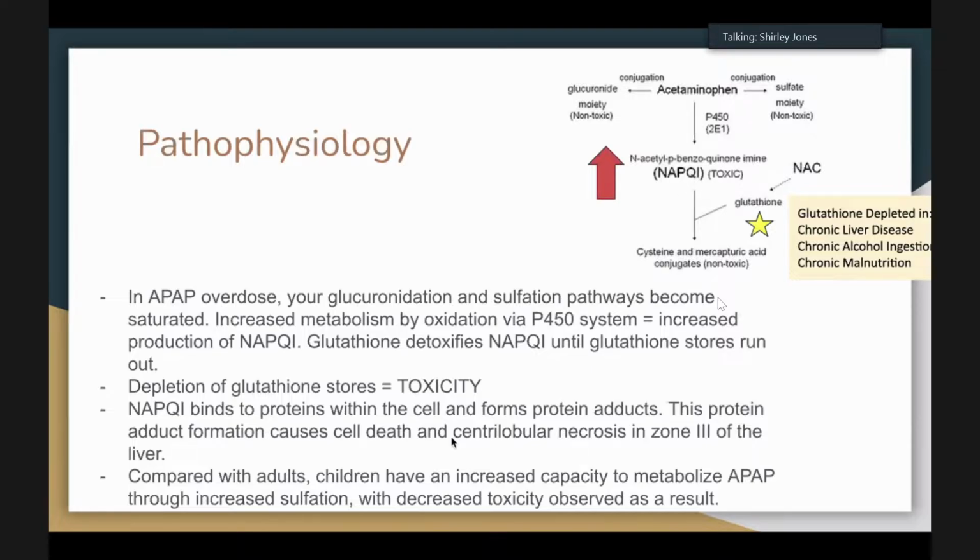NAPQI is toxic because it binds to proteins in our liver and causes centrilobular necrosis, and so you get cirrhosis and hepatic failure. Interestingly, children are able to metabolize Tylenol more through sulfation, this side of the pathway, so they can actually take a lot higher doses of Tylenol before they get toxic, because they go through more of this and less of this pathway. We really have to worry about Tylenol overdose in people that already have low levels of glutathione. Those are people with chronic liver disease, chronic alcohol ingestion, and chronic malnutrition. So they're the people that you worry about for chronic Tylenol overdose. They could be someone you prescribe Tylenol to at a normal dose, and then they unfortunately have toxicity still.